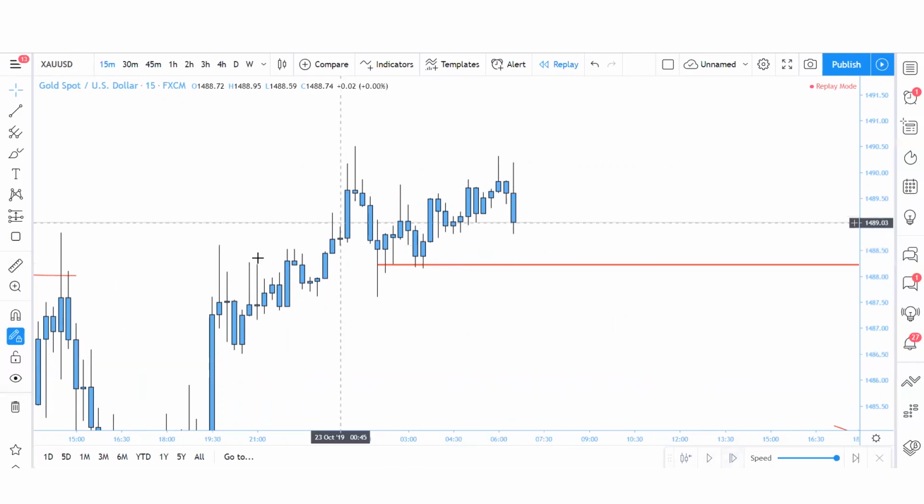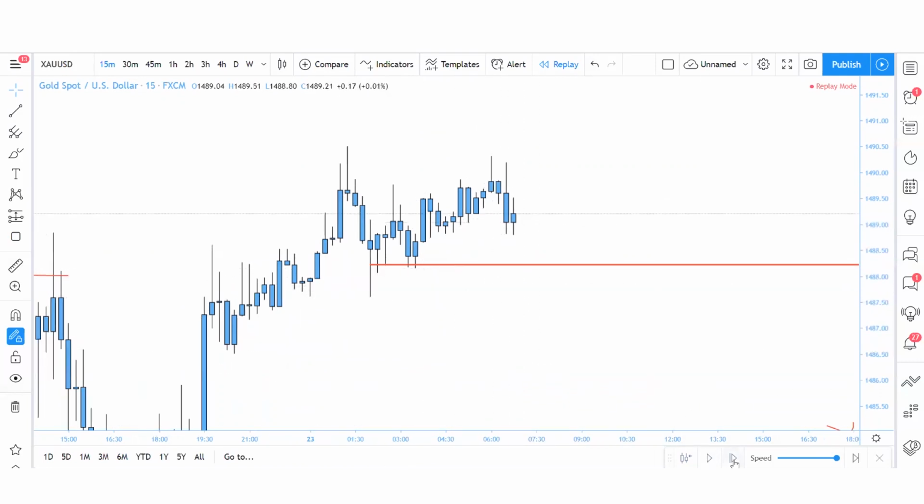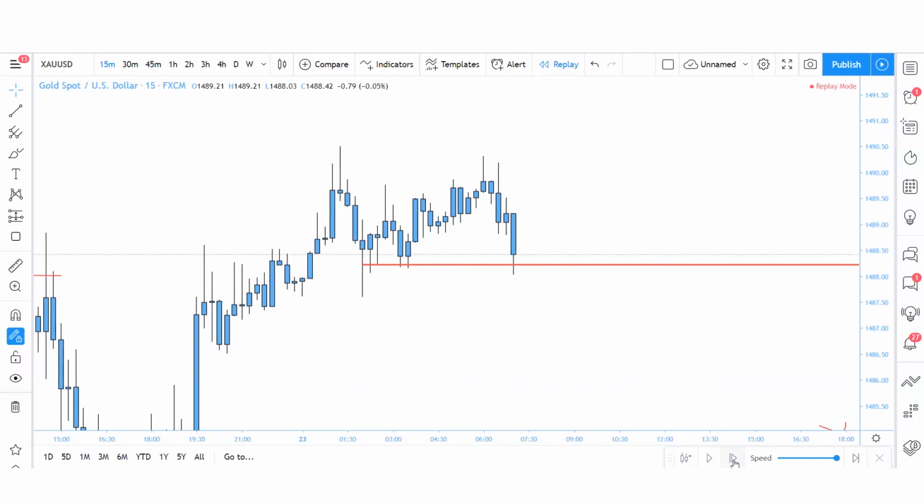But remember, this structure does not change. My bias is still buyers at my key level. Price continues to push back to that key level, and immediately we have 3 touches. This, to me, is evidence of continued bull pressure. So let's line this up.